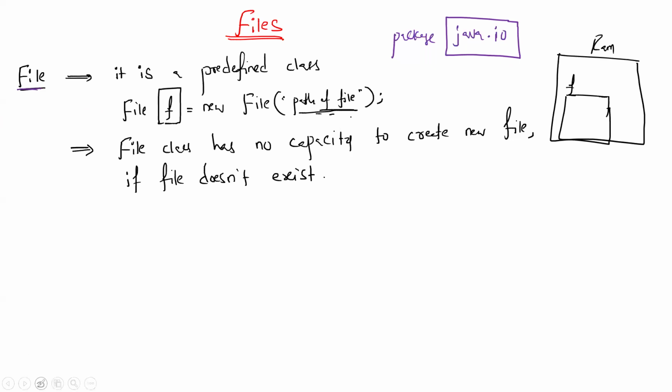Then for writing content from a Java program into an external file, there is a predefined class called FileWriter.